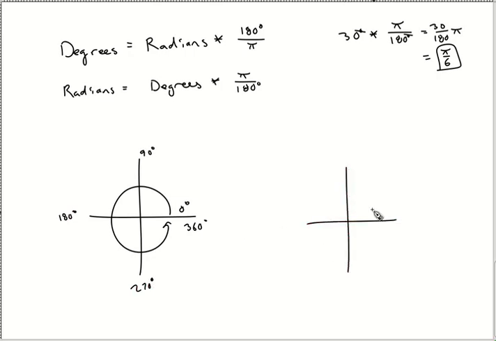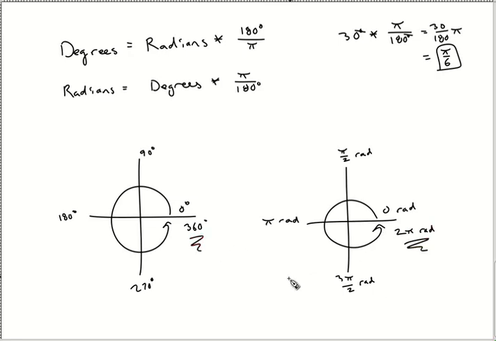So let's talk about radians. Radians are a little different, and I know you've probably seen them but might have forgotten them, and that's totally fine. So 0 radians is right here. This is pi over 2 radians. This is pi radians. This is 3 pi over 2 radians. And this is 2 pi radians. So 2 pi radians is a full circle. 2 pi is the same as saying 360 degrees, essentially.